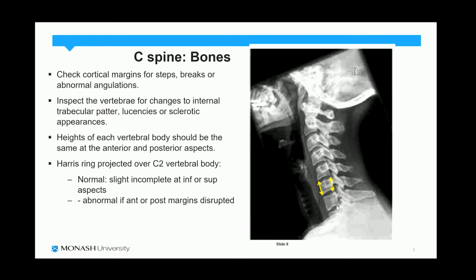And then the height of the vertebral bodies should be the same at the anterior as well as the posterior aspects. And then finally, Harris rings are found on the lateral view of C2. It's normal for slight incomplete inferior or superior aspects. However, it's abnormal if the anterior or posterior margins are disrupted.